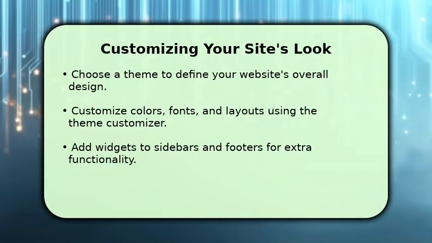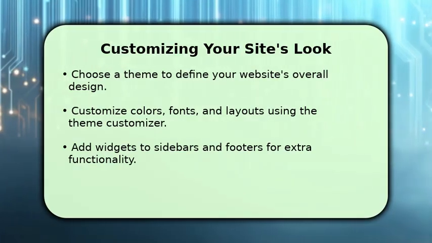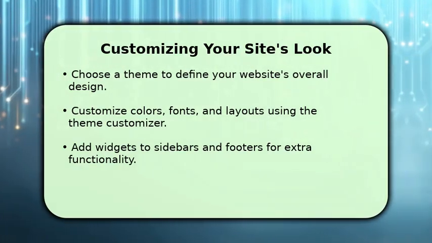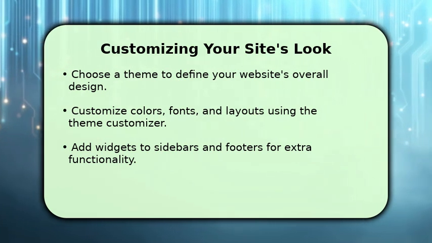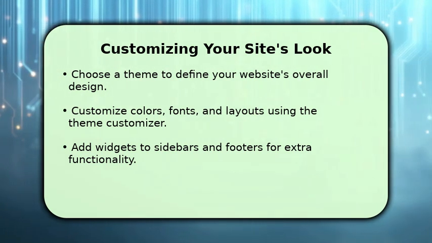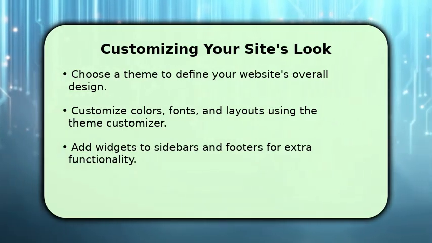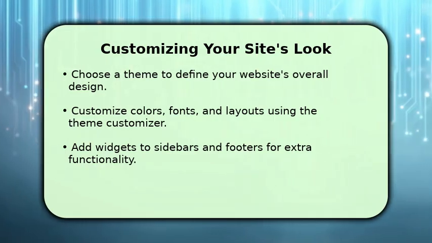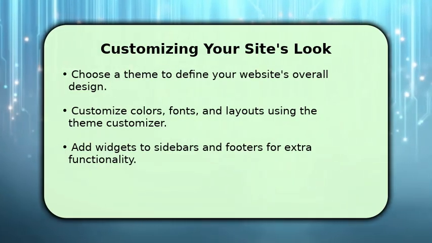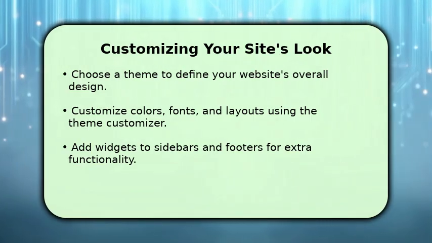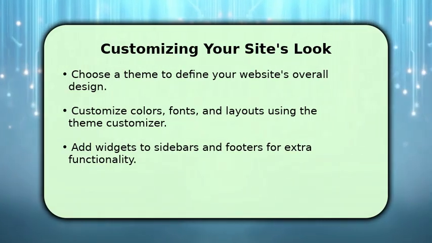Personalizing your website's appearance is straightforward with WordPress themes. You can browse thousands of free and premium themes directly from your dashboard under Appearance, then Themes. Once you have chosen a theme, use the Customize option to adjust colors, fonts, and layout settings without any coding. You can also add widgets to specific areas and build custom navigation menus to enhance user experience.